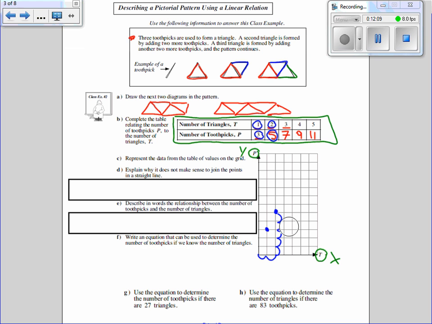Again, we're going to do that for the next point, and the next point, and the next point. I want you to try those on your own. Pause the video, see if you get the same points as me.